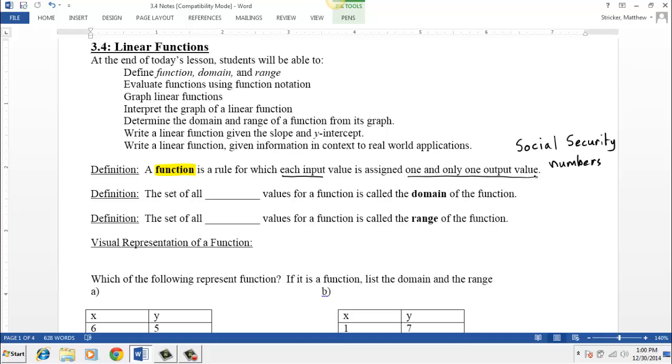Also having to do with functions, we have two more definitions. We say that the set of all input values for a function is called the domain of the function, and then the set of all output values for a function is called the range of the function.